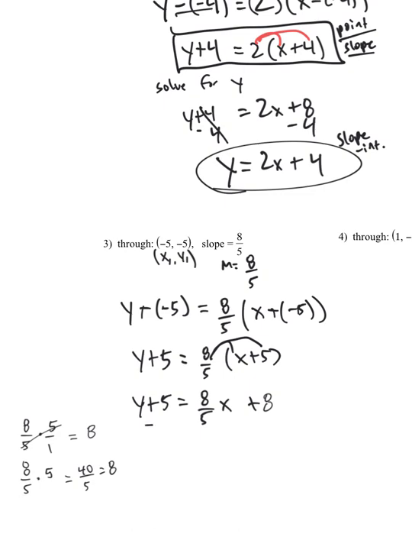All right, now we've got to subtract our 5 to get y by itself. We've got y equals 8/5 x, 8 minus 5 is positive 3. So 8/5 x plus 3.